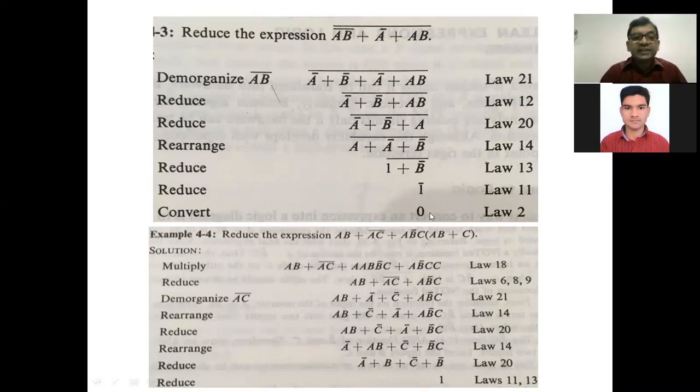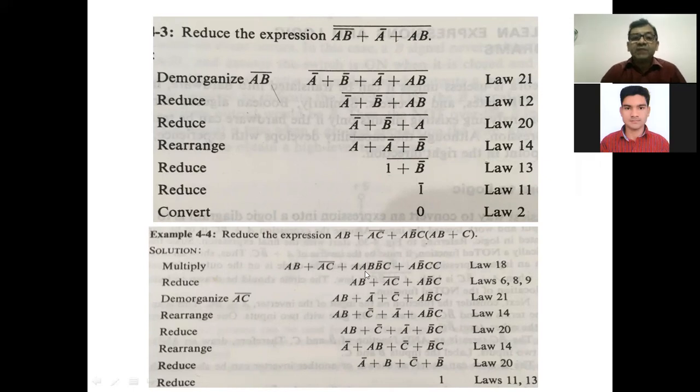Similarly, we take another example. Reduce the expression AB plus AC bar plus AB bar C, sorry, into AB plus C. So how can we reduce this expression into the shorter version? Multiply first, then AB plus AC bar plus AAB bar B bar AAB B bar C plus AB bar CC, by using law number 18.